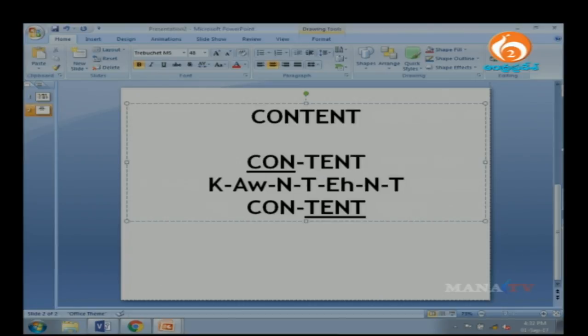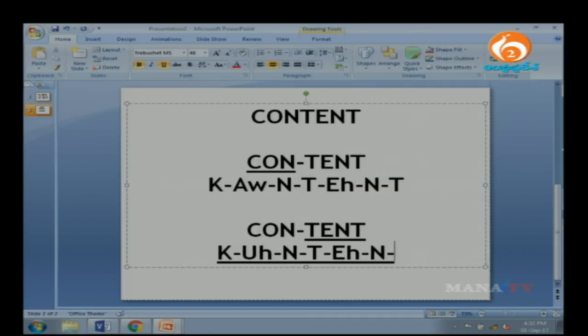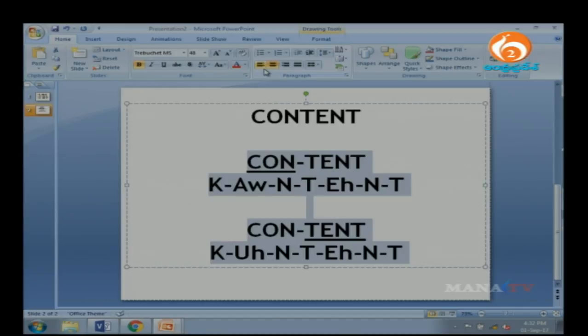So this is how I break it, content. But when I'm stressing and focusing on the second syllable, the pronunciation changes. I pronounce this as content. Now there is a difference in terms of content versus content.